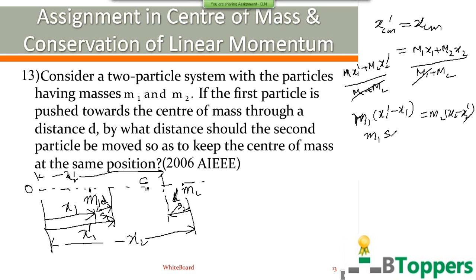x1 dash minus x1 gives you the distance s1 moved by the mass m1. x2 minus x2 dash gives you the distance s2 moved by the second mass m2. So s2 you can write as m1 s1 by m2. Here s1 is given to be d. So s2 will be m1 d by m2. If you want to copy the working, you can take a pause and copy it.